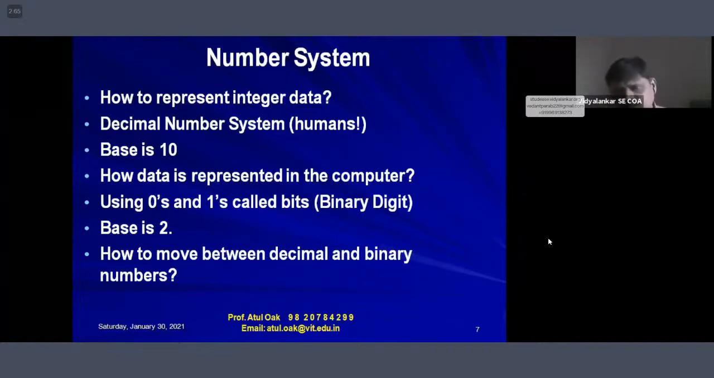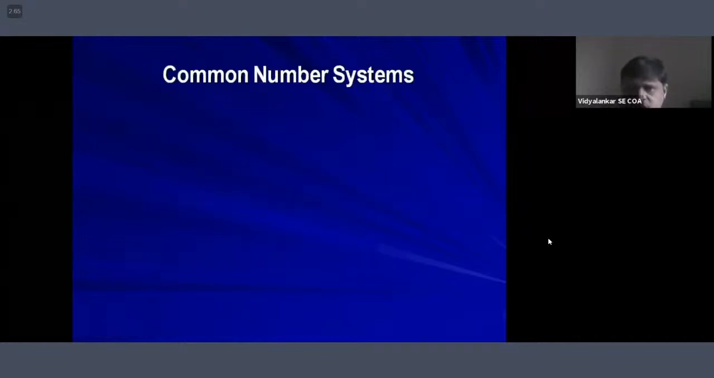But don't be under the impression that there are only two number systems. No, these are two giants, I will say. The giant called human who talks decimal and the giant called computer who talks binary. But other than these two giants, there are some small players which are also visible. Let's see what those players are, and we'll put them in a table format.